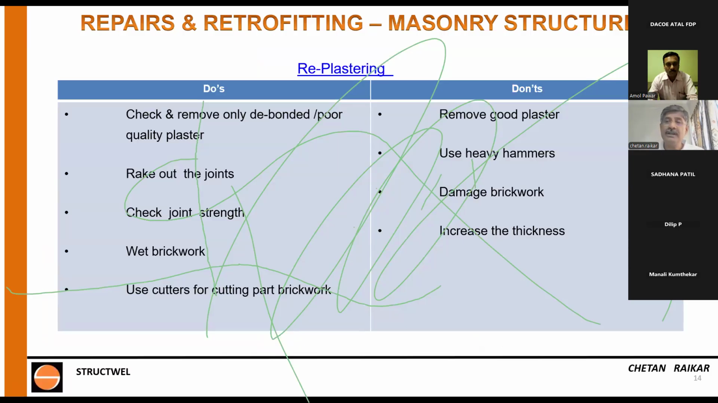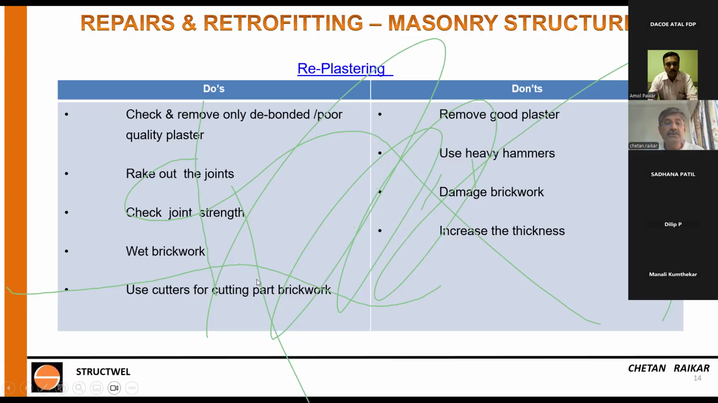See, if you go to a doctor and say, doctor, I got hurt in this portion of my arm, he will not remove the entire skin, no? He will only treat that portion. So if only some part of the plaster is bad, why do we forcibly remove the entire plaster? So identify if there is a leakage and you must do replastering as part of your techniques of repairs. Then identify the debonded portion.